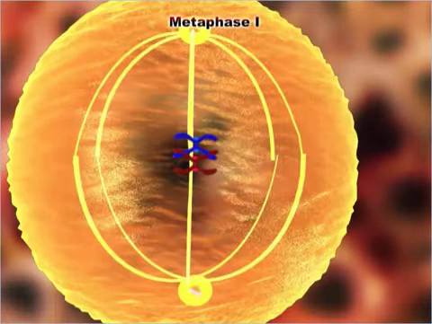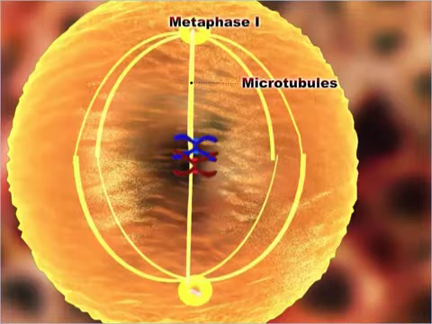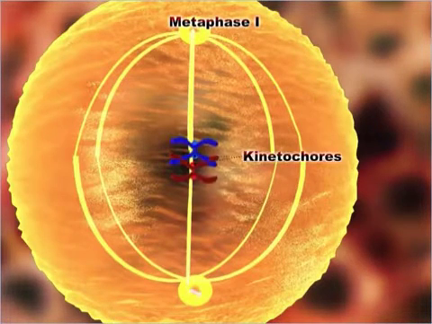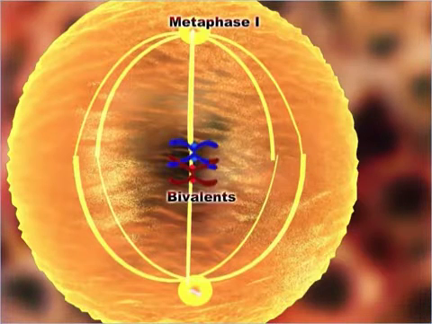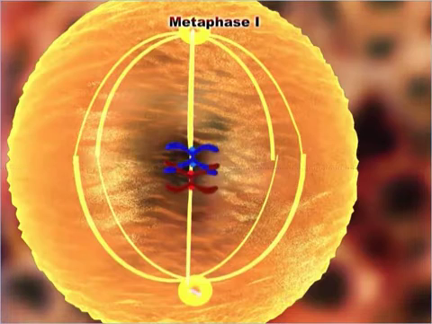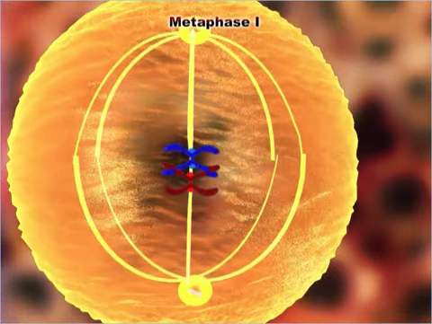During metaphase 1, the microtubules from the opposite poles attach to the chromosomes at the kinetochores, and the bivalents align along the equatorial plate with a random orientation. Either of the parental homologs takes up any site on the spindle.